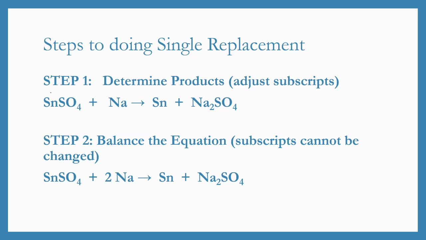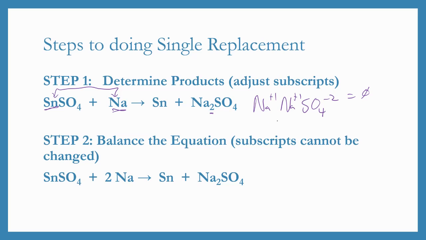You need to first, when you switch things around, adjust the subscripts to create whatever product it is you're doing. So in this case, tin was with sulfate and sodium was by itself. I had to switch the tin and the sodium. So tin's by itself, that's easy. But sodium now is with sulfate. Because sulfate is a -2, it needed two sodiums to make that neutralize to zero.